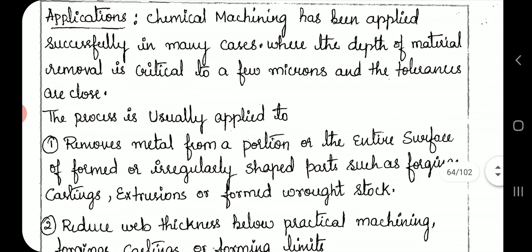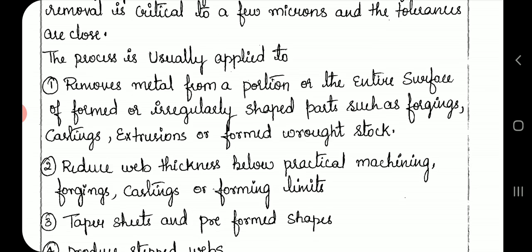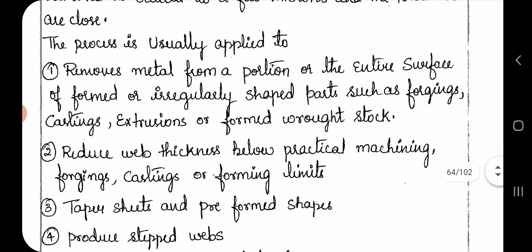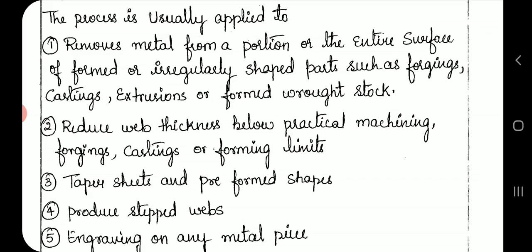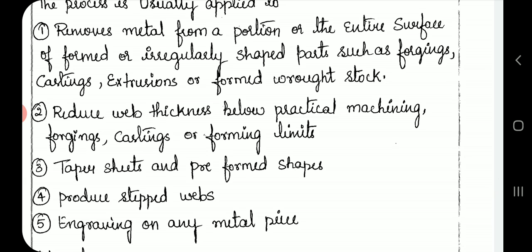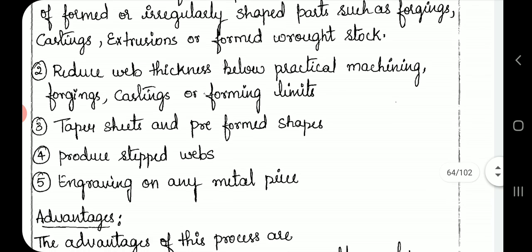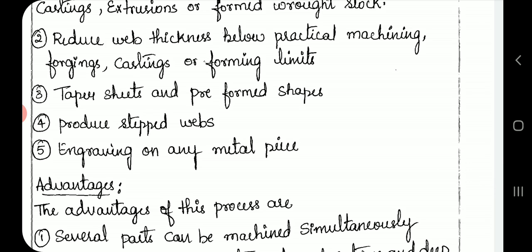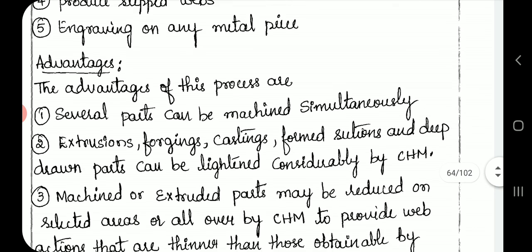Applications: chemical machining has been applied successfully in many cases where the depth of material removal is critical to a few microns and the tolerances are close. The process is usually applied to remove metal from a portion of the entire surface of formed or irregularly shaped parts such as forgings, castings, extrusions or formed wrought stock. Reduce web thickness below practical machining, forging, casting or forming limits; taper sheets and preformed shapes; produce stepped webs; engraving on any workpiece.